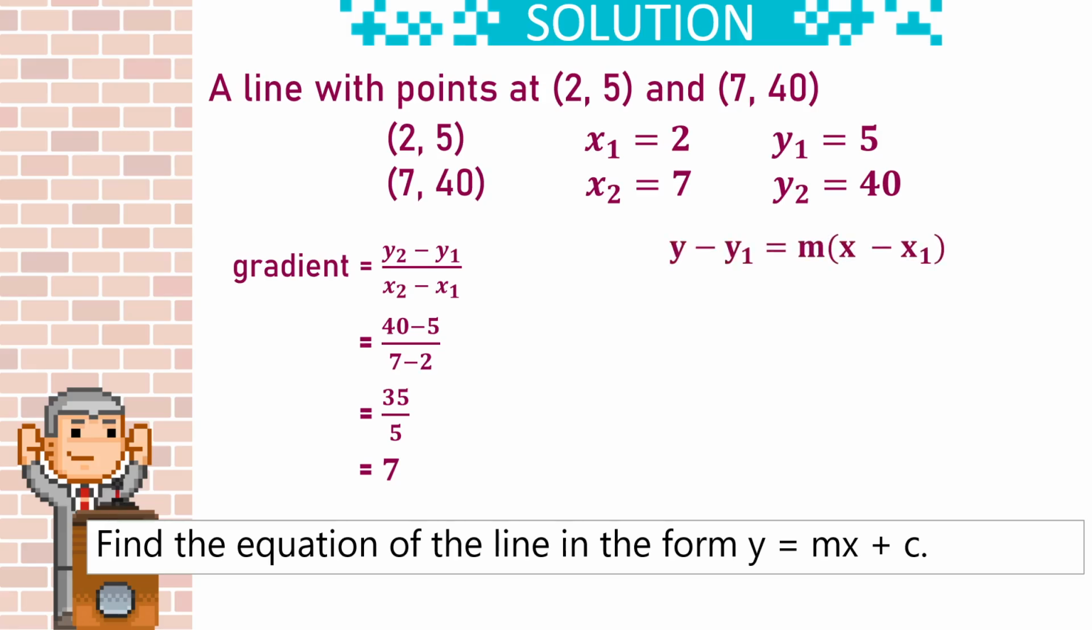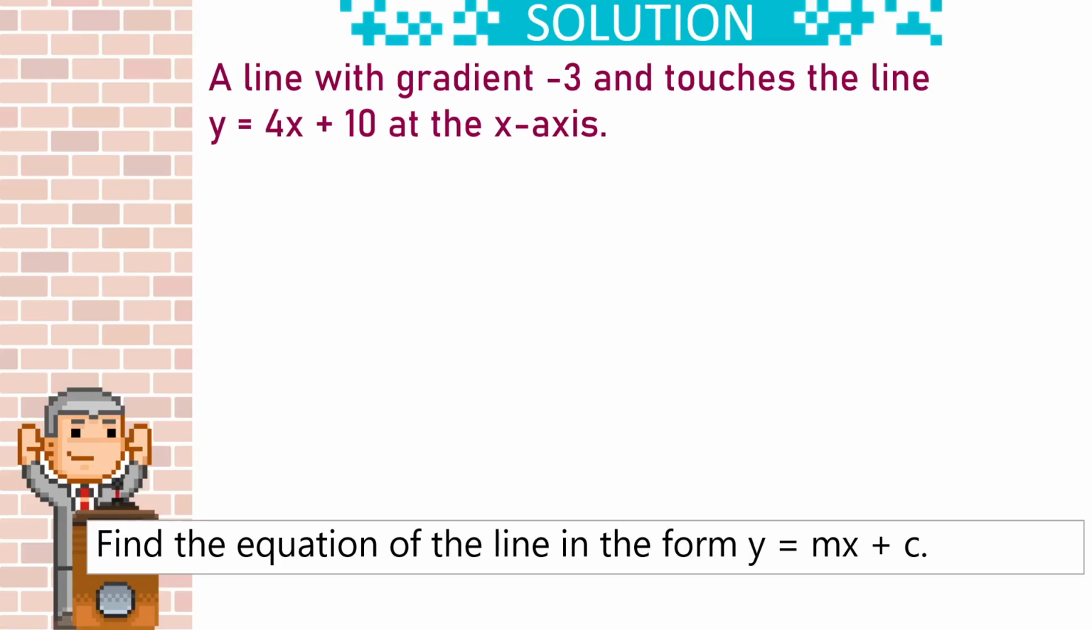We can now use our y minus y1 equals m brackets x minus x1 equation form, and substitute in the values for x1, y1 and the newly found gradient of 7. Expand the brackets and add 5 to both sides, and our answer will be y equals 7x minus 9.